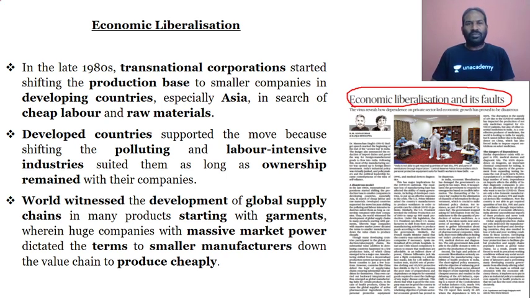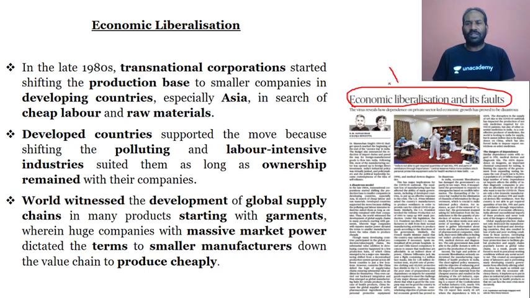So most of us who have read in the books about liberalization, globalization, privatization know it's all very important and necessary. It was imperative for the government of India to go ahead with the LPG system, that is liberalization, globalization and privatization. But on the backdrop of the COVID-19 pandemic, it is very clear that these authors or experts are mentioning economic liberalization and its faults.